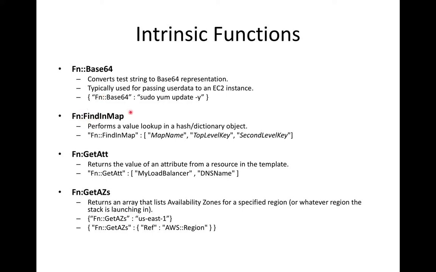The find in map function allows you to set up a dictionary object and then perform a value lookup based upon a key that you provide. And this is a really interesting function which helps us to make templates that work across different regions within AWS. And we'll look at an example in more detail here shortly.